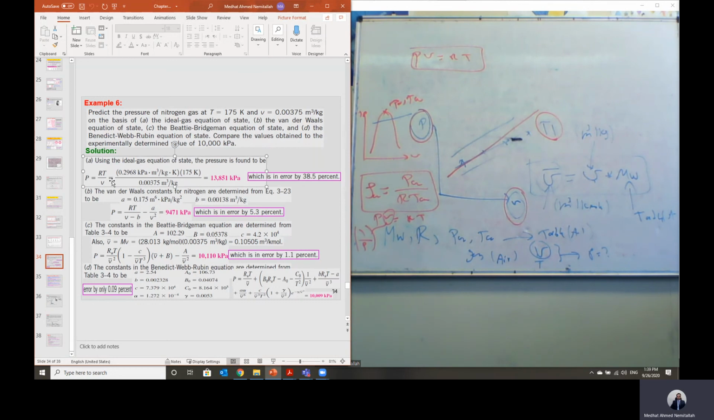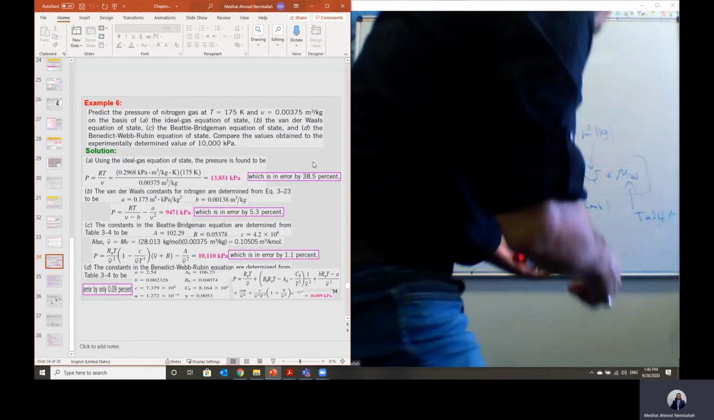Then come to the ideal gas equation of state. P will equal RT over v. R is the gas constant from table A1, multiplied by the temperature, which should be in Kelvin, divided by the specific volume given here. Then, using this temperature and specific volume, we can calculate the pressure. The pressure value will equal 13,851 kilopascal, and the actual value is 10,000 kilopascal. So applying the ideal gas equation of state will result in an error of about 40% in calculating the pressure.